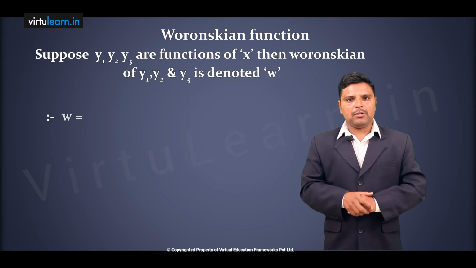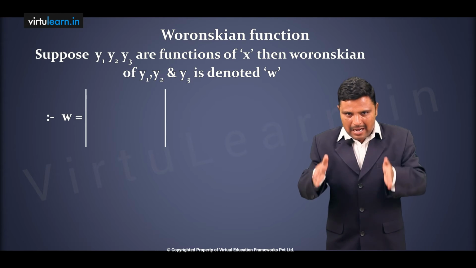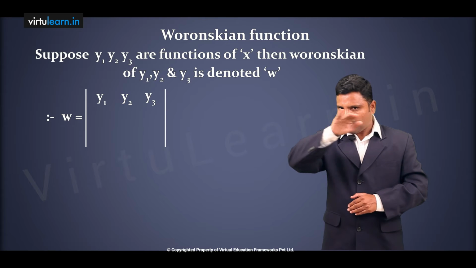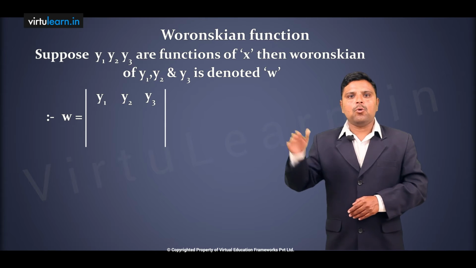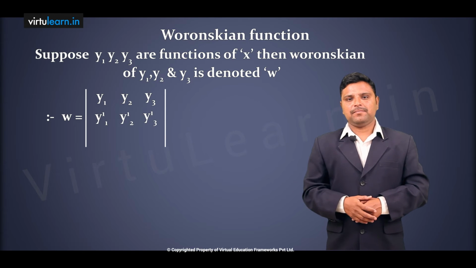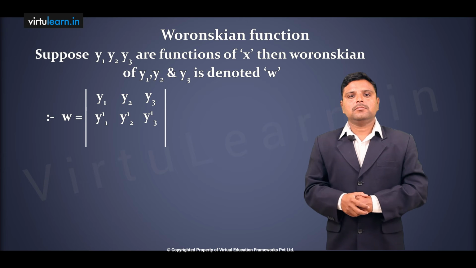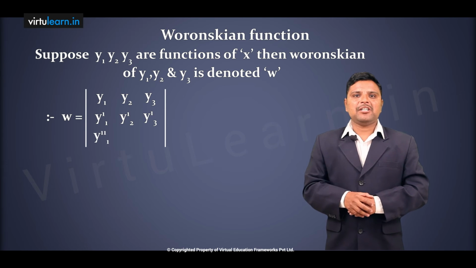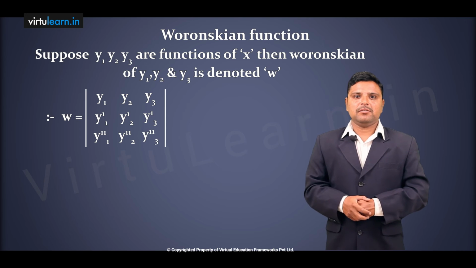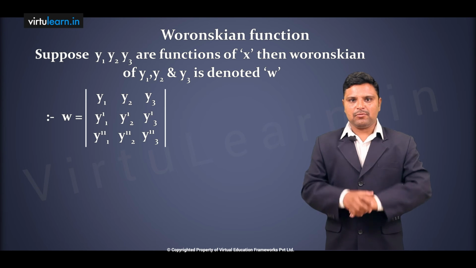Therefore, W equals the determinant of y1, y2, y3 in the first row. In the second row, y1 dash, y2 dash, y3 dash. In the third row, y1 double dash, y2 double dash, y3 double dash. You calculate the determinant of this one.